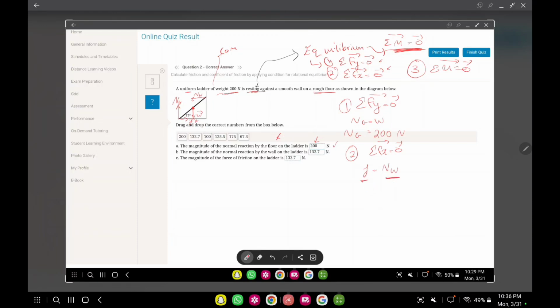Do I know anything about the normal on the wall? No, again, they didn't tell us anything. So can I continue over here? No. When you reach a stage like this, it means stop. You don't have enough information to continue solving. So go to your next step.